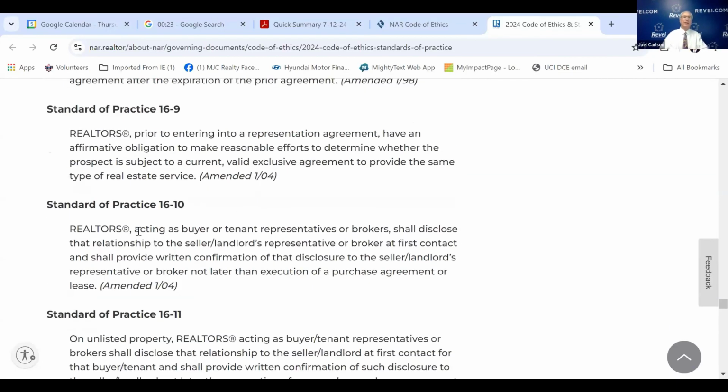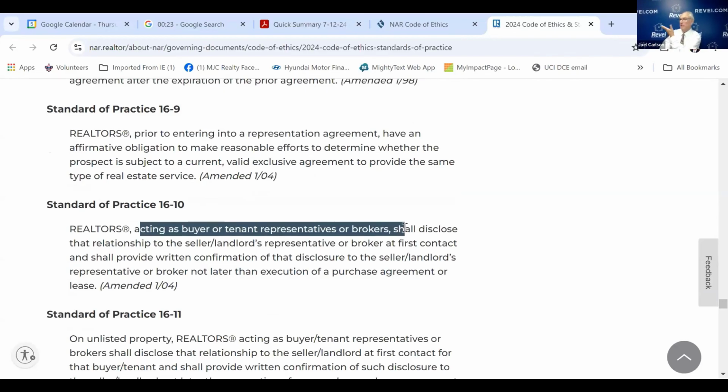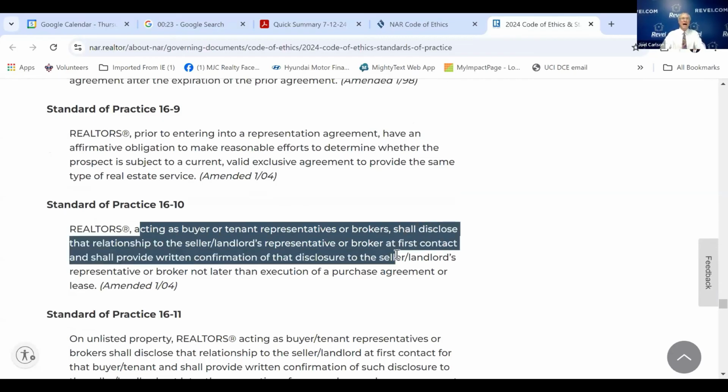We come down here to 10. When acting as a buyer representative, is that what we're doing right now? Yes, we have a buyer representation, broker compensation agreement. At the first contact, you will disclose that. So, hi, buyer, you're going to go out and look at properties. I know you're not supposed to go without me, and I know I'm supposed to be there, but I know you're going to be driving home from work.